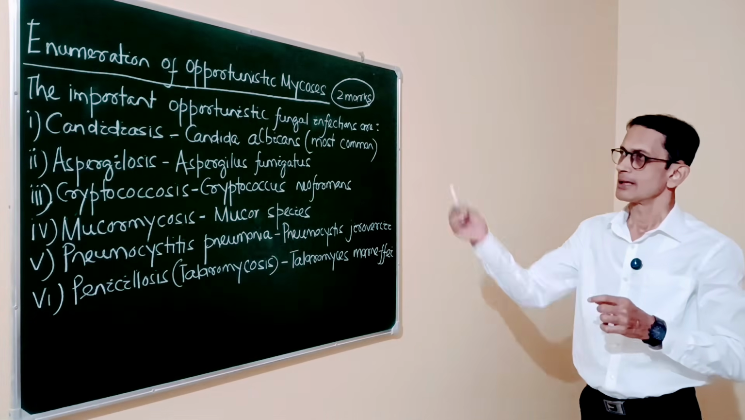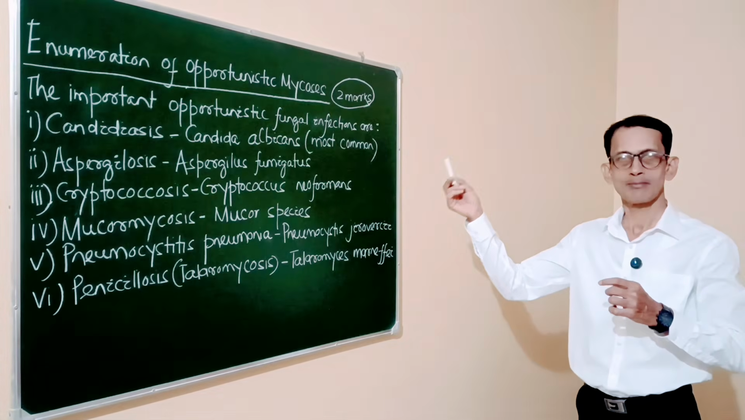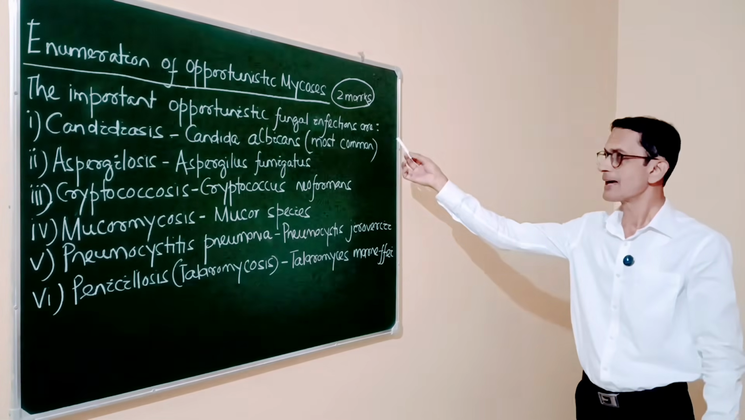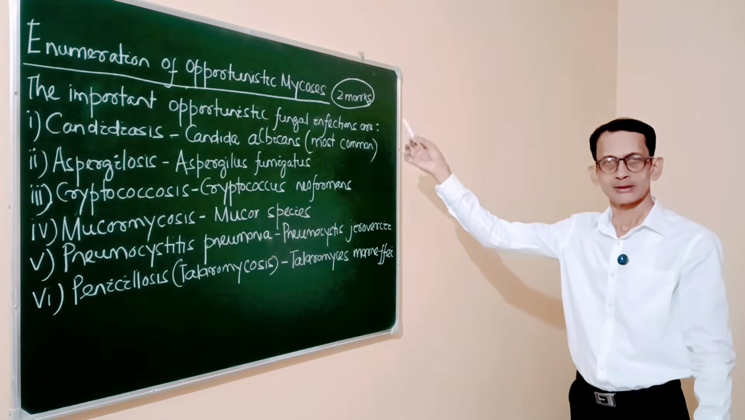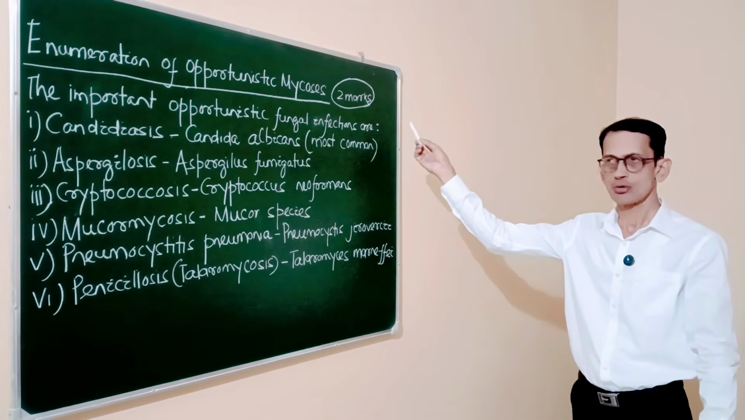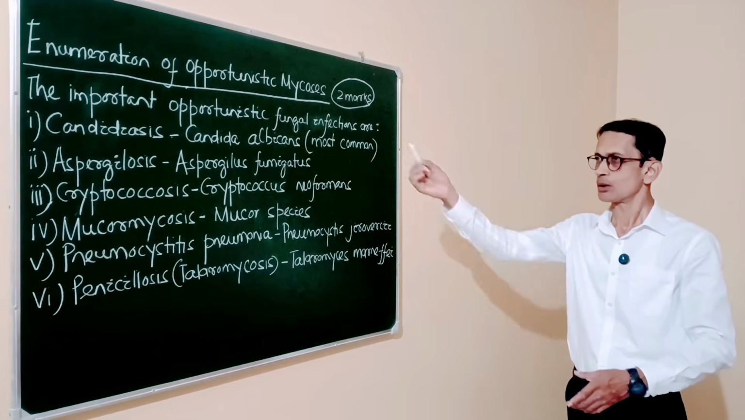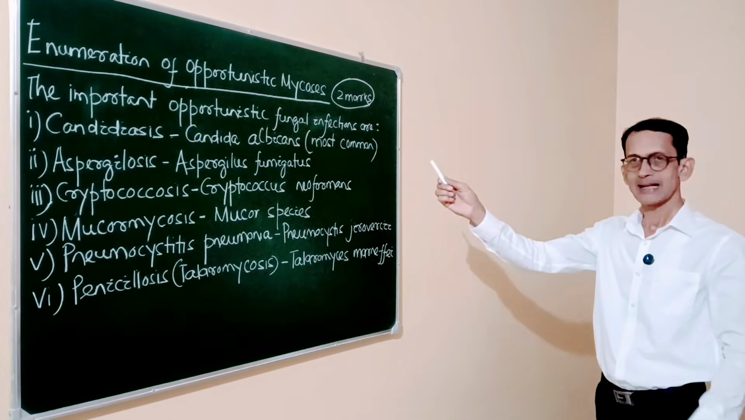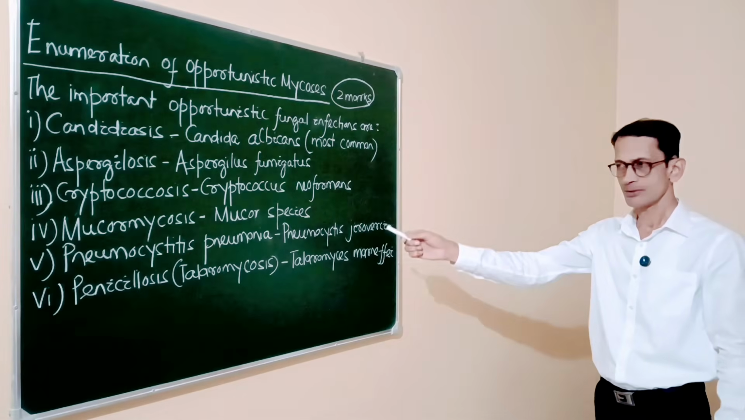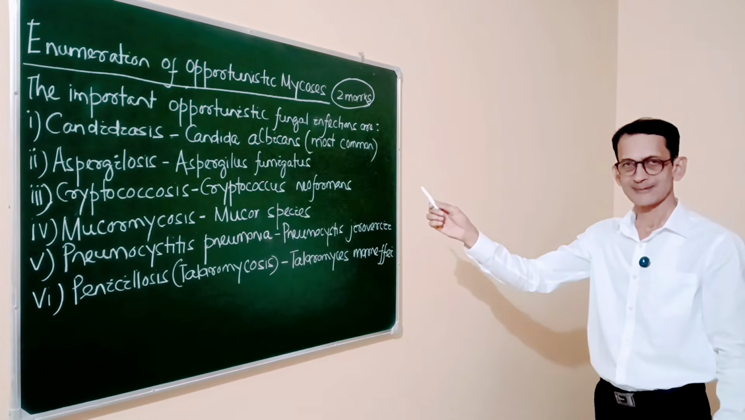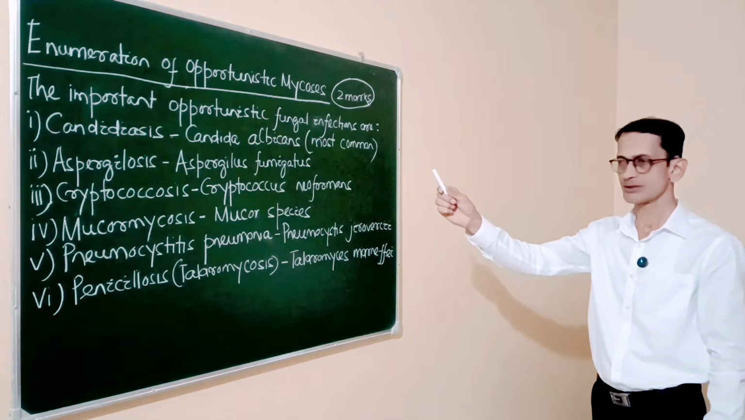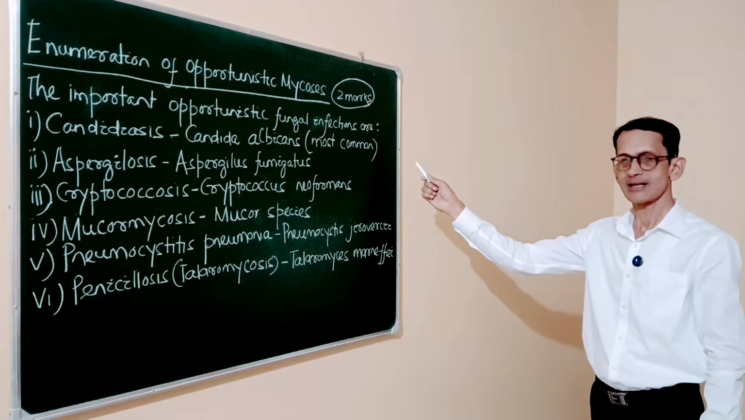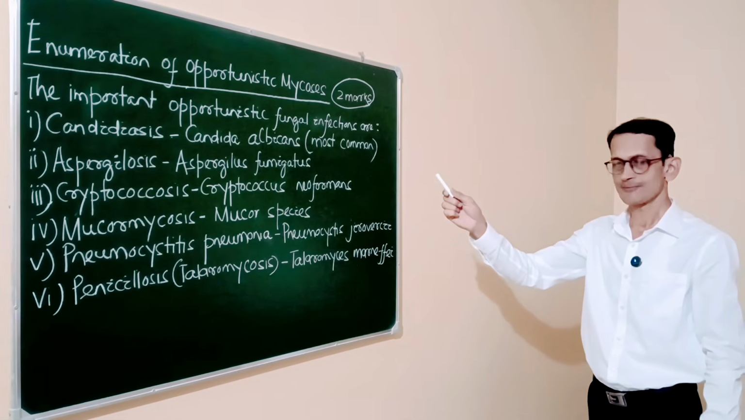So next, enumeration of opportunistic mycosis. Enumeration means to make a list. Note it guys, this is also the answer for a very short 2 marks question. So the important opportunistic fungal infections are Candidiasis. You need to mention the particular fungus responsible for this. Candidiasis is caused by Candida albicans, the most common type of fungal infection.